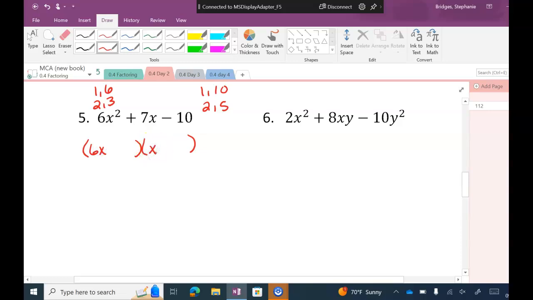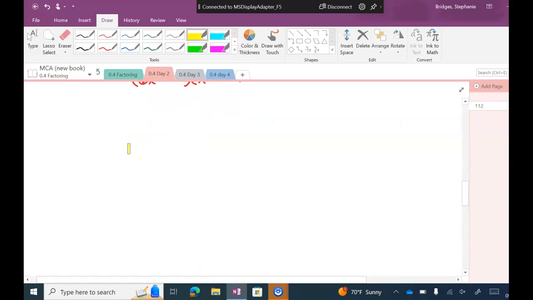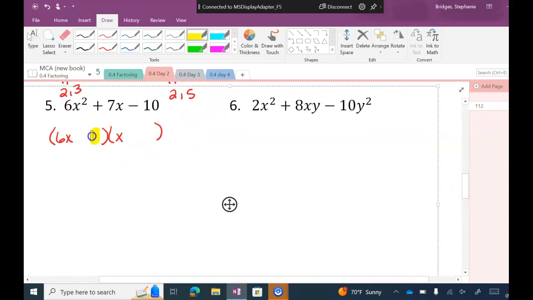If I try the 1 and the 10, remember how I told you that in your parentheses you can't have common terms? So that is going to also help me with my placement. If I'm trying 1 and 10, which number is not allowed to go in the same parentheses as 6, 1 or 10? 10, because they have a 2 in common, right? So that is not going to work.